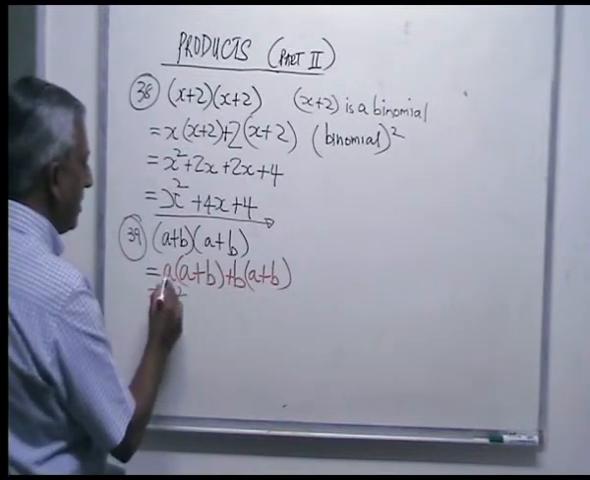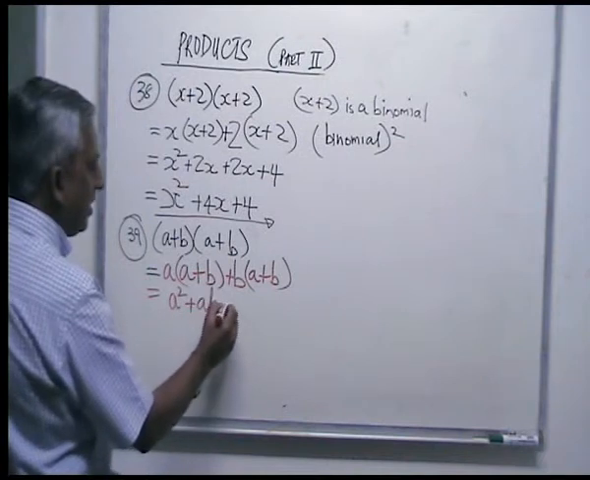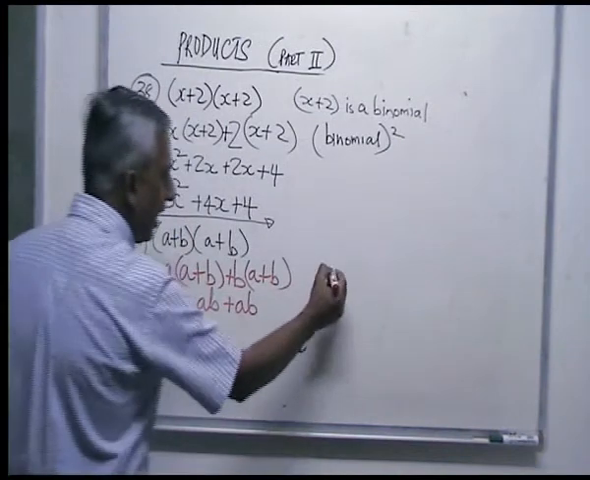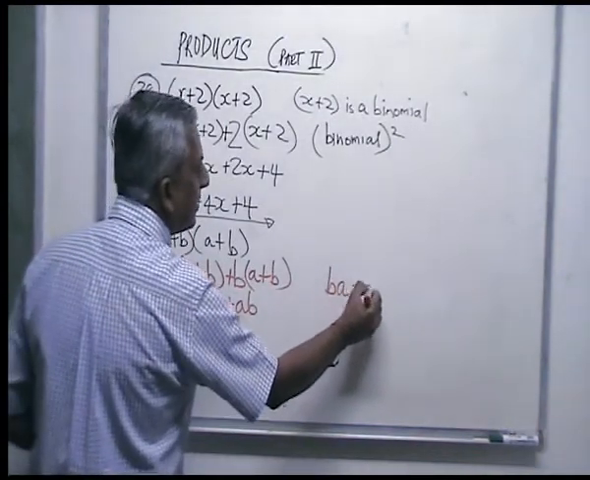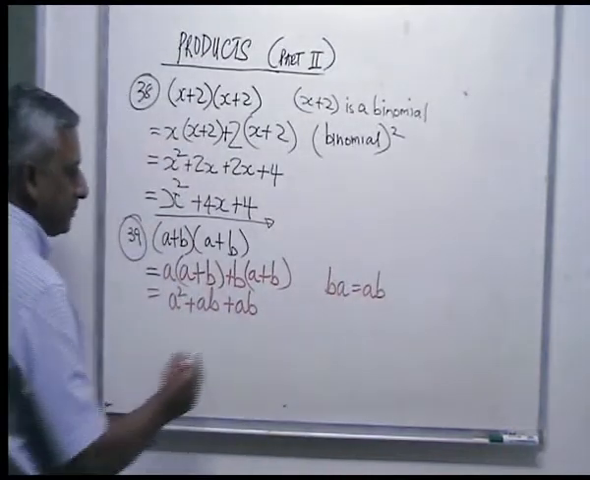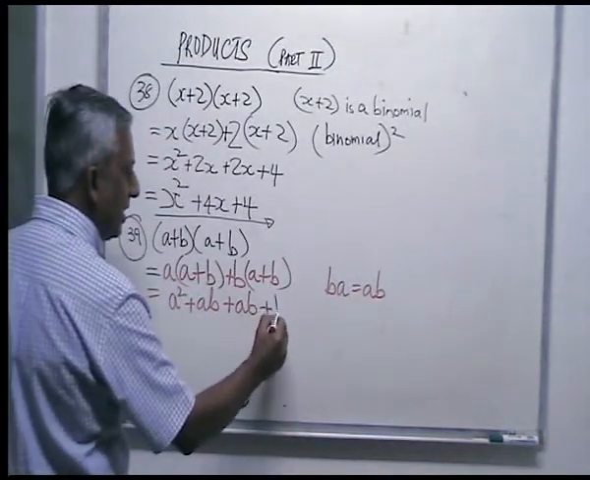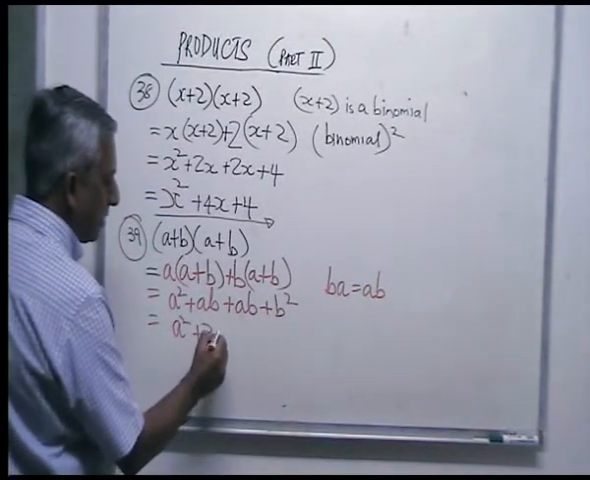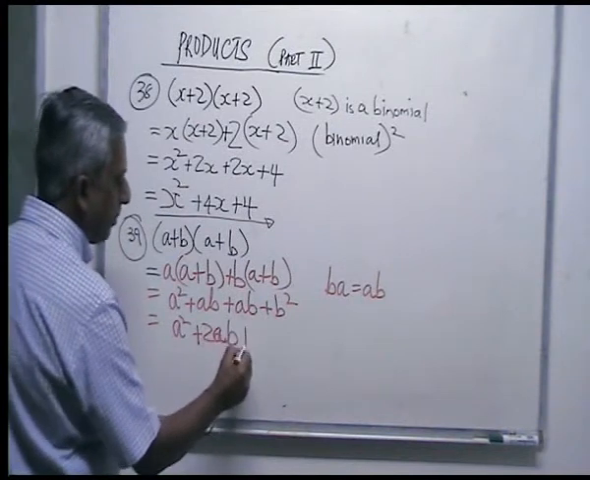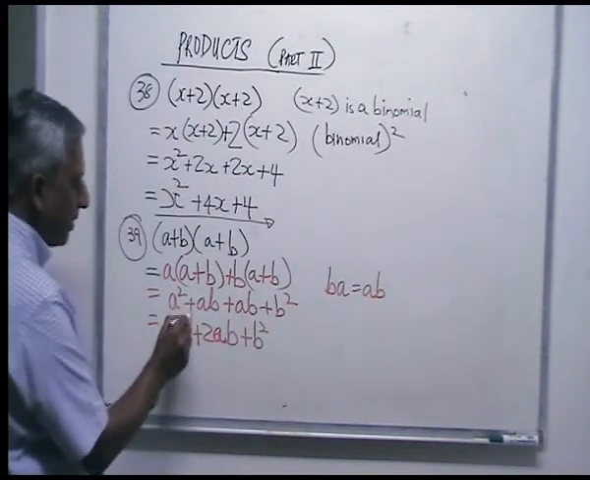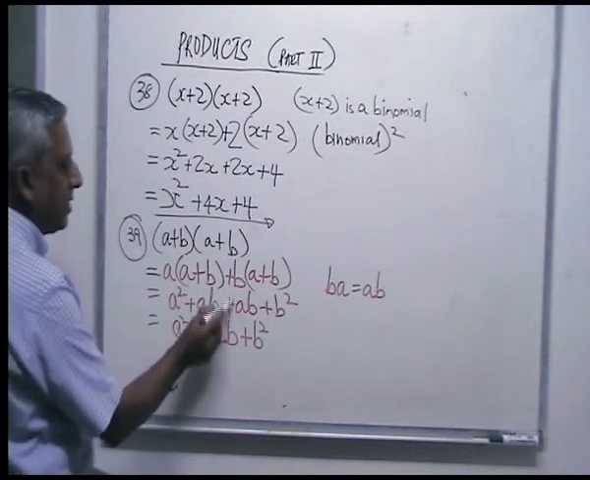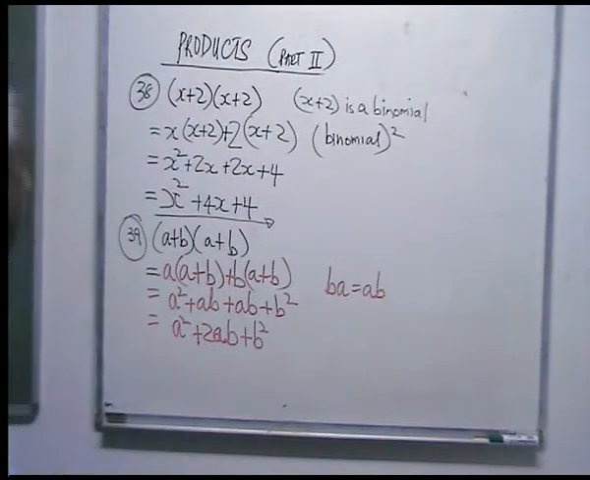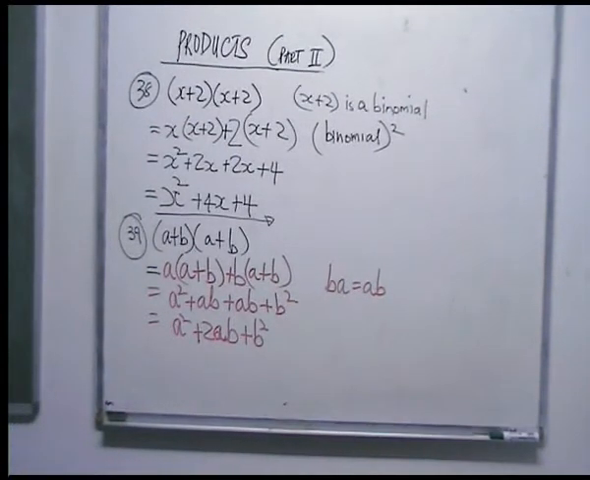A times a gives you a squared. A times b gives you ab. B times a gives you ab. I know you're thinking it is ba. Well, ba is the same as ab. It's the same thing. B times b is b squared. And so you got a squared plus 2ab plus b squared. See, there's a 1 understood here and there's a 1 understood here. So the 1 and the 1 added up gives you 2.